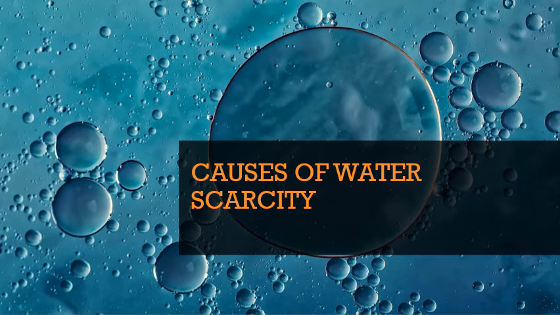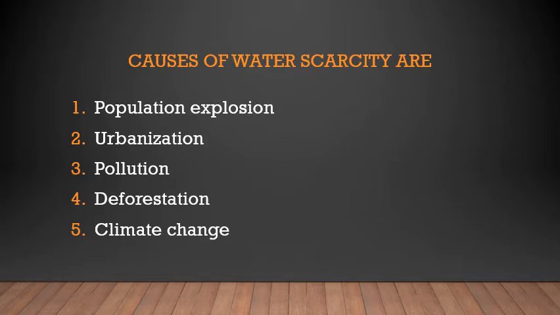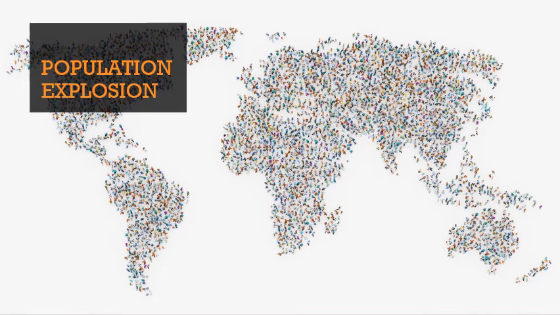Water scarcity. The causes of water scarcity are population explosion, urbanization, pollution, deforestation, and climate change. These are the 5 different causes of water scarcity. I will repeat the same thing again: population explosion, urbanization, pollution, deforestation, and climate change. So let's see what these problems are and how they are affecting the availability of water. First is population explosion.